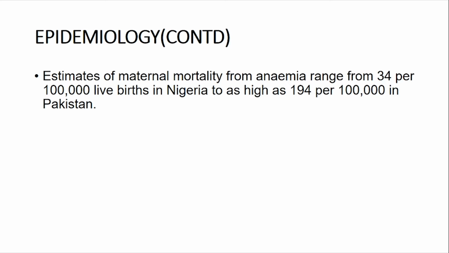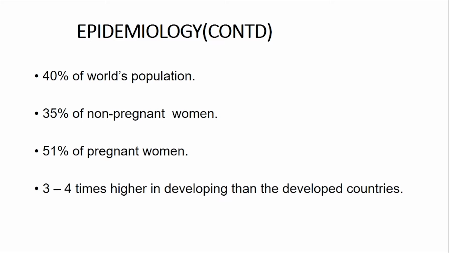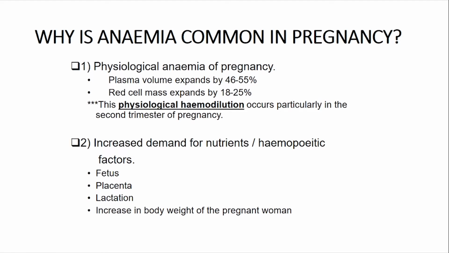Estimates of maternal mortality from anemia range from 34 per 100,000 live births in Nigeria to as high as 194 per 100,000 in Pakistan. 40% of the world population suffer from anemia, with about 35% of non-pregnant women and 55% of pregnant women affected, and it is about 3 to 4 times higher in the developing than in the developed countries.